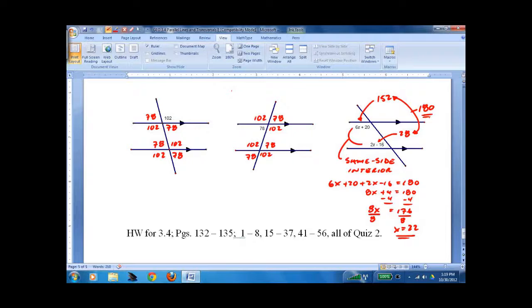Fair amount of material here. It takes a lot of practice, but keep the note sheets handy. Know what an alternate interior angle is, alternate exterior angle is, corresponding angle is, and same side interior angles are. Good luck.